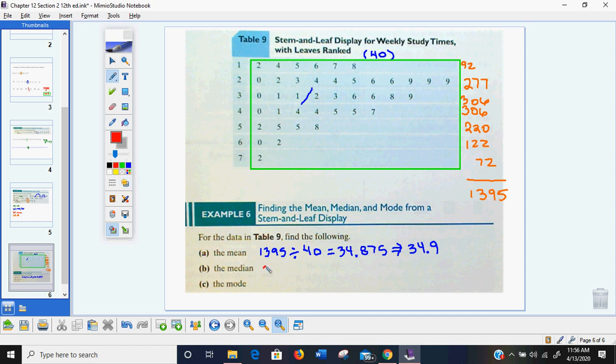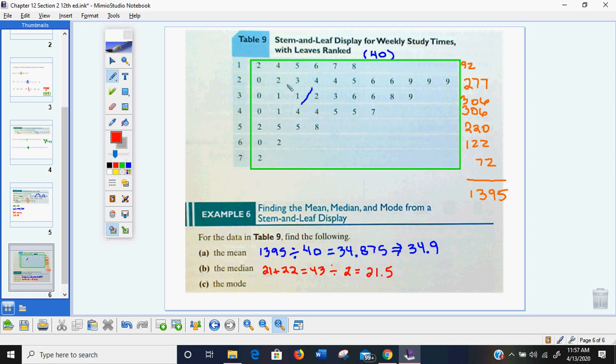So for the median, I'm going to do 21 plus 22. And that gives me 43. And I'm going to divide that by 2. And let me use the divided by symbol like we did above. Remember, you add them up, divide them in half. So you divide that by 2, and you end up with 21.5. So the median is between 21 and 22. That would be 21 and a half.